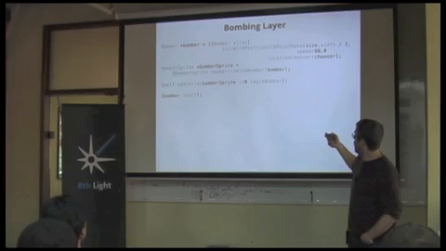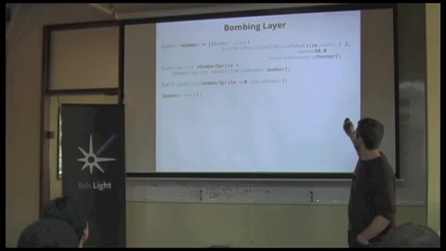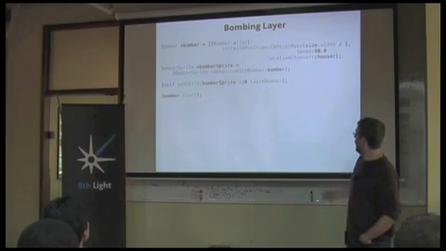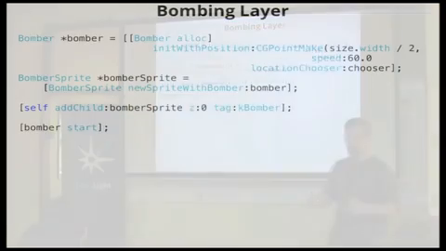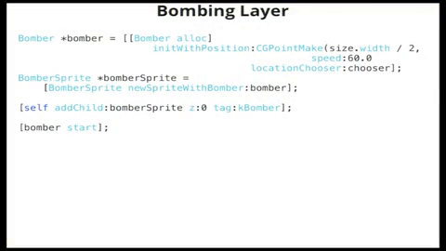I again create my bomber. I give him some stuff like a location chooser and speed, and I'm just injecting dependencies, and then I bind him to a sprite, and I again add child. This is the layer thing. I add it to a child. When my layer is drawn, I'll draw all my children.